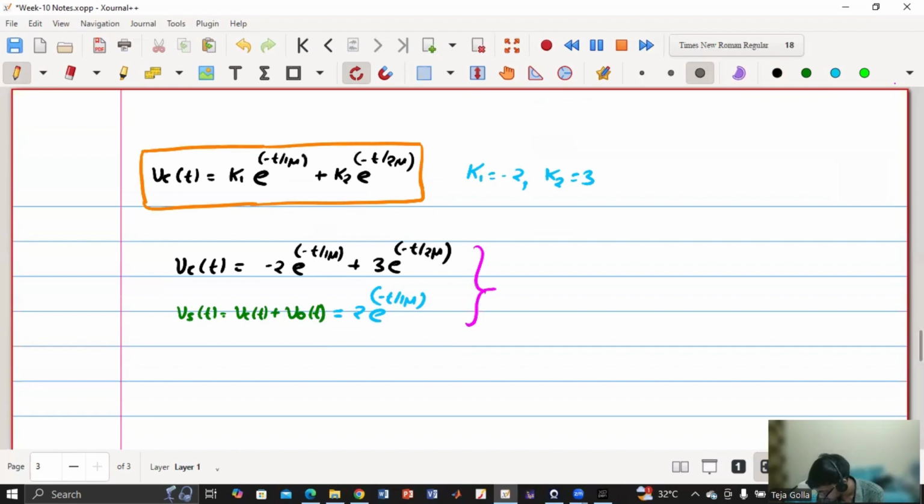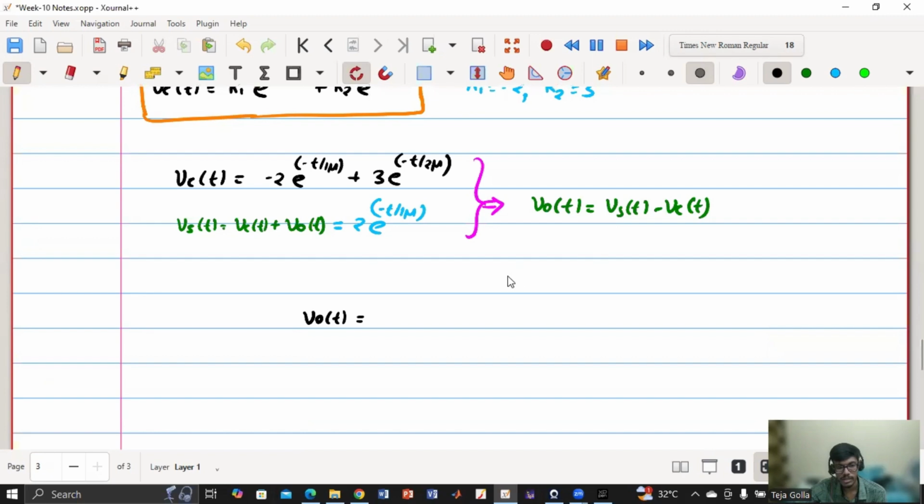Hello, are you able to follow? So now V naught of t is nothing but Vs of t minus Vc of t. Yes, sir. Clear. So now can someone tell me what is the value of V naught of t? You have to substitute this here and then simplify. So there will be two terms. One is e to the power minus t by 1 micro and another is e to the power minus t by 2 micro. Can you tell me what is the coefficient of this and coefficient of that?